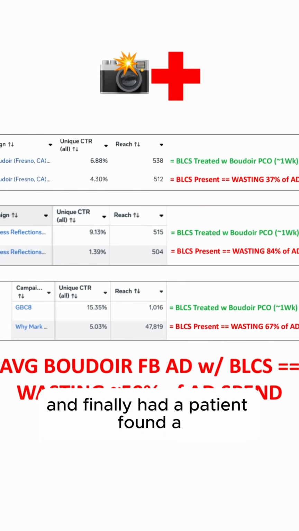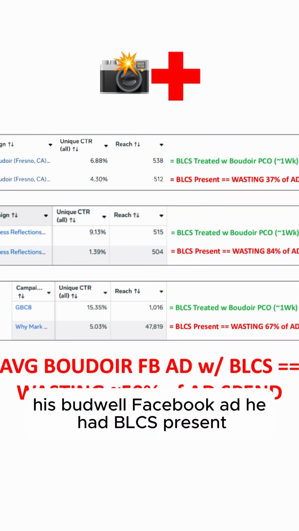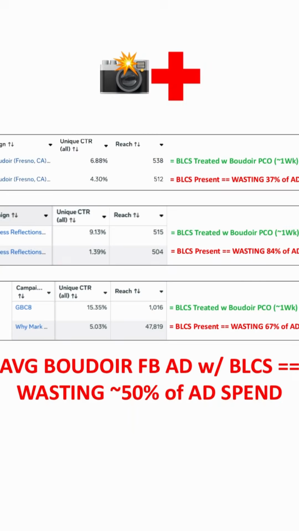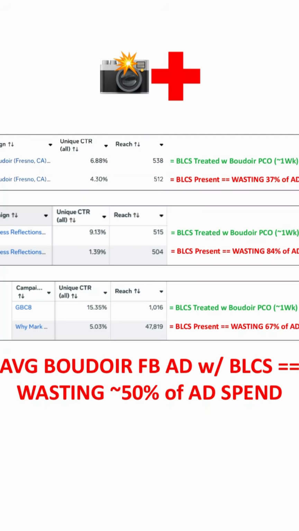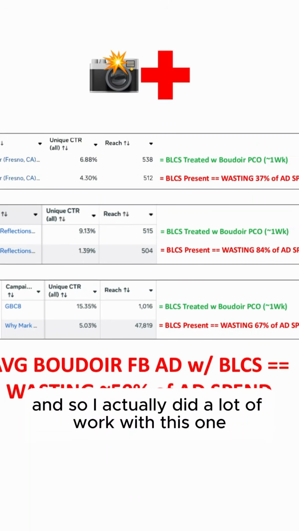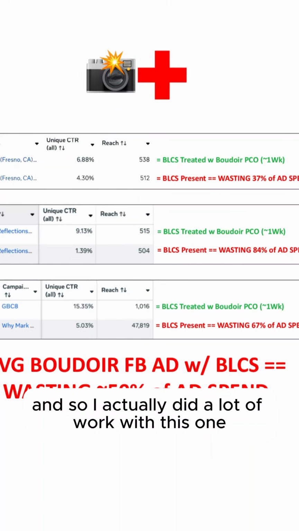And finally, I had a patient, I found his Boudoir Facebook ad. He had BLCS present, 5.03% unique CTR, so that's under 6%. That's Boudoir Low Click Syndrome. And so I actually did a lot of work with this one.